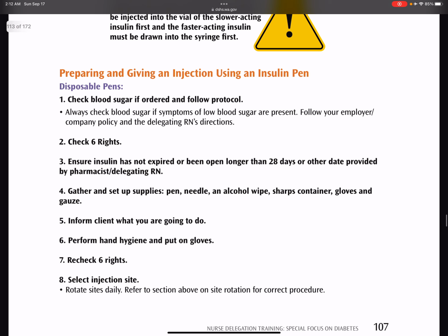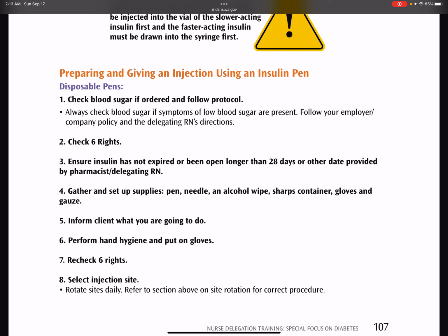Now we're going to do preparing and giving an injection using an insulin pen. We're going to do disposable pens. The steps are very, very similar. Most of the steps that you did on vials work on the pen. We need to check your blood sugar if ordered and follow protocol.